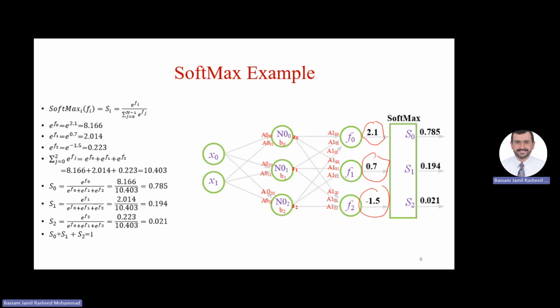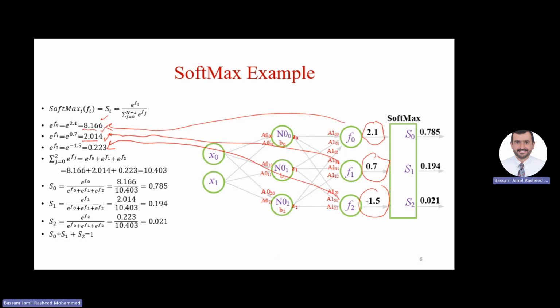Here's what I will do. I will take every one of these numbers and raise it to the power of e. Watch. e to the f0 equals e to the power 2.1, which equals 8.166, right? And then I have this one here. I take this output here and again raise it to the power e. And take this output here and raise it again to the power e. Notice I got three numbers.